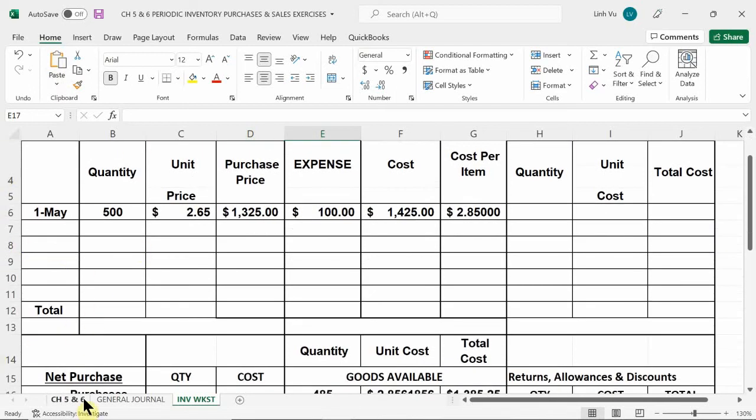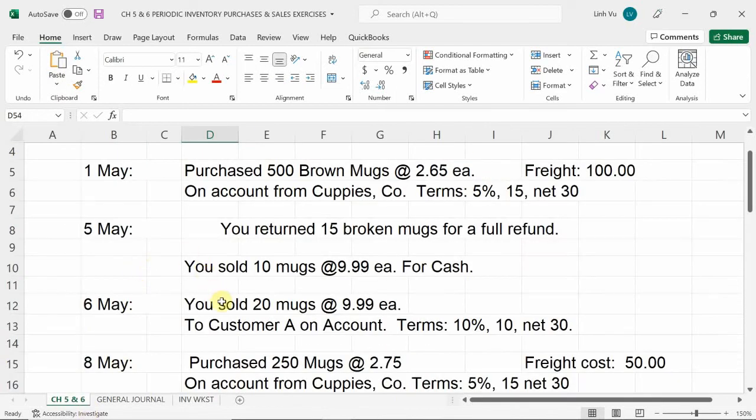Okay? So now that we figured out that we don't really care about what those 10 coffee mugs do, we can move on to the next scenario. Then on May 6th, we end up selling 20 mugs for $9.99 each to customer A on an account, and we decided to give them terms. If they pay us back within 10 days, they could receive a 10% discount. So in this case, we sold 20 mugs on an account to customer A.